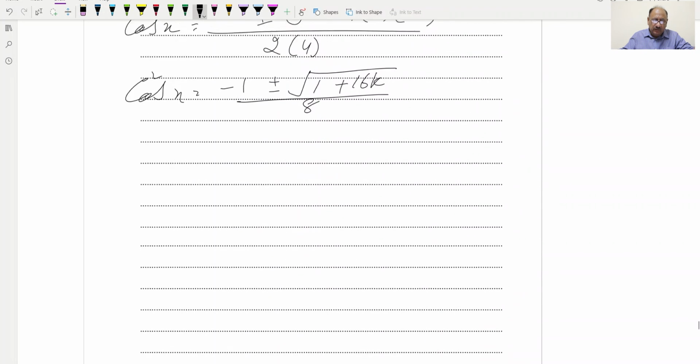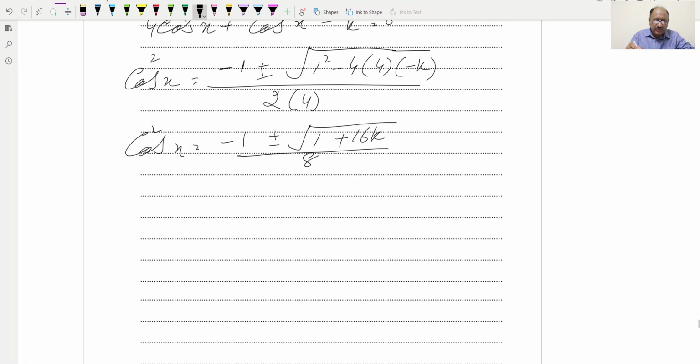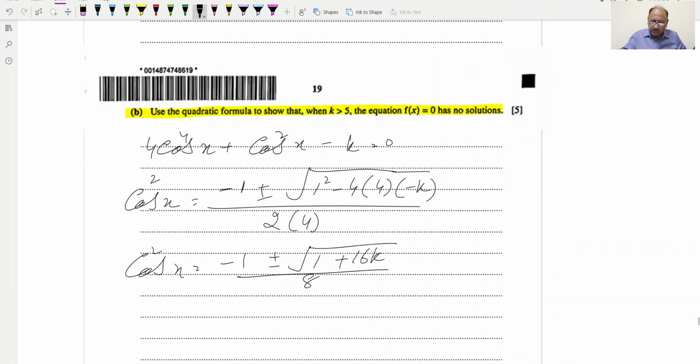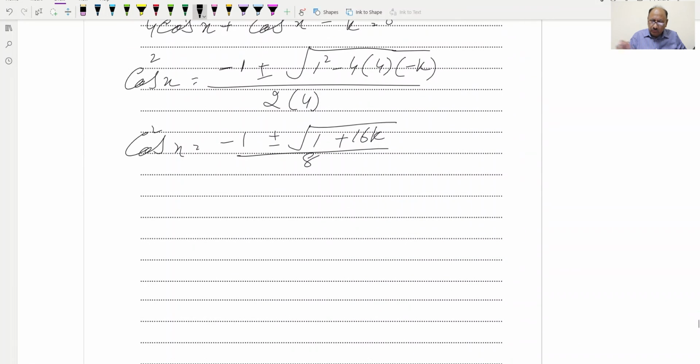Now if we check this one, this is less than 0. They're saying that the k value is greater than 5, so we can write minus 1 plus minus the square root of 1 plus 16k over 8, and if we write this less than 0, we can solve this.